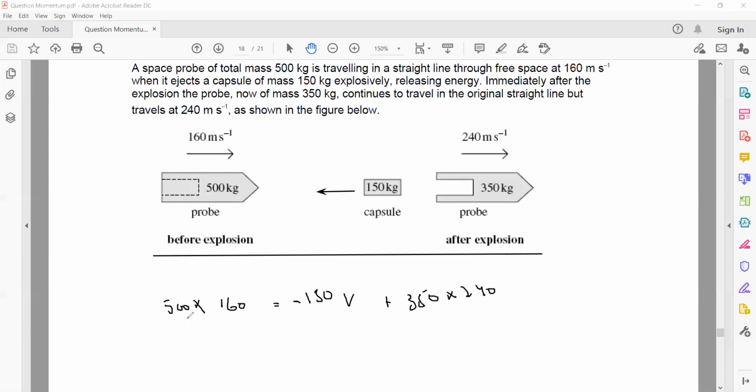So when we solve this, 500 into 160 minus 350 into 240, and then divided by minus 150. So what's the final answer when 500 multiplied by 160 minus, because this whole factor, 350 into 240, divided by minus 150? So what's the final answer for the velocity?